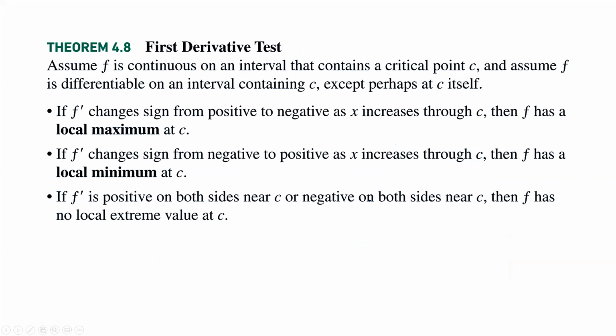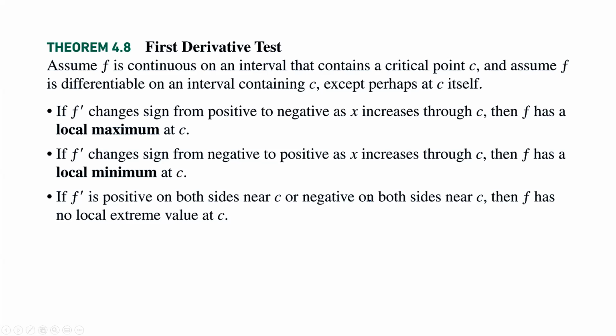If f prime changes sign from positive to negative as x increases through c, then f has a local maximum at c. If f prime changes sign from negative to positive as x increases through c, then f has a local minimum at c. And if f prime is positive on both sides near c, or negative on both sides near c, in other words, if the sign does not change, it stays the same sign, then f does not have a local extreme value.